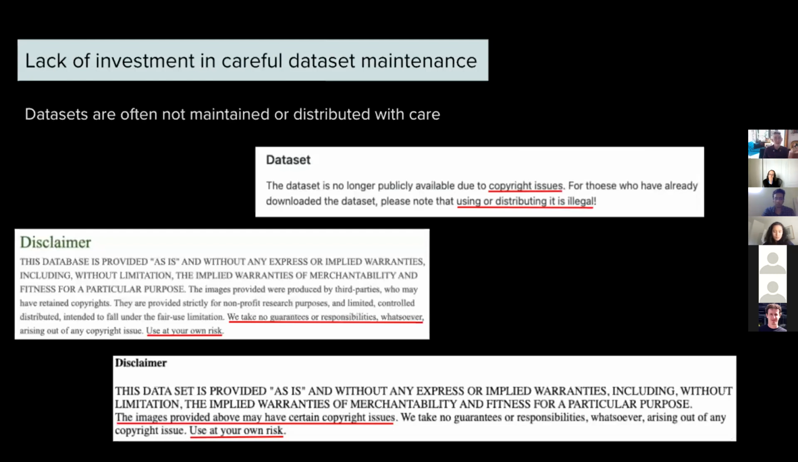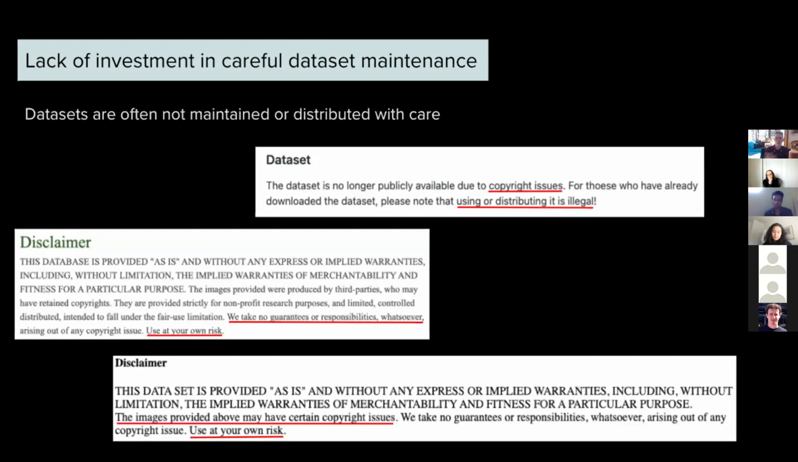This also means a lack of care in certain regards. So I've pulled a couple of disclaimers from different computer vision data sets. These disclaimers are often on personal or lab websites. We see people stating that this data set is no longer available because of copyright issues. It's illegal to use. But because we have no way of tracking where data sets end up, this just ends up being a disclaimer on a website, as opposed to leading to a much more structured and rigorous way of tracing and pulling back this data. We also see a lot of disclaimers saying things like, we take no guarantees, use at your own risk, there might be copyright issues, who knows?